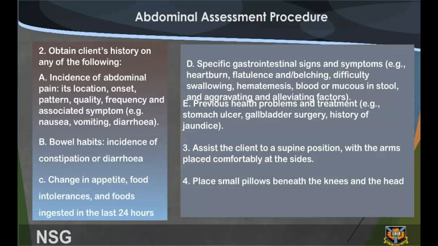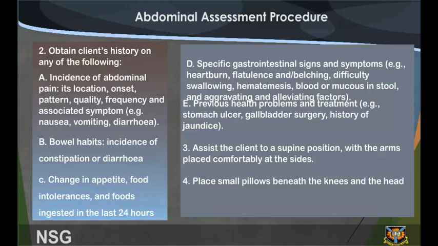Bowel habits, incidence of constipation or diarrhea, change in appetite, food intolerances, and foods ingested in the last 24 hours. Specific gastrointestinal signs and symptoms, for example, heartburn, flatulence and belching, difficulty swallowing, hematemesis, blood or mucus in stool, and aggravating and alleviating factors. Previous health problems and treatment, for example, stomach ulcer, gallbladder surgery, history of jaundice.